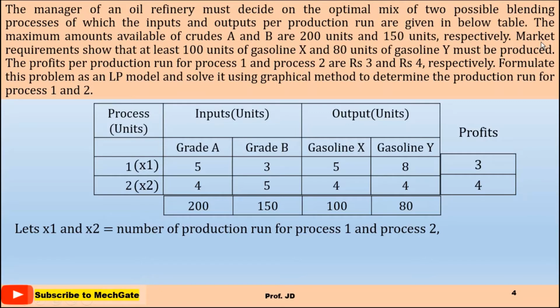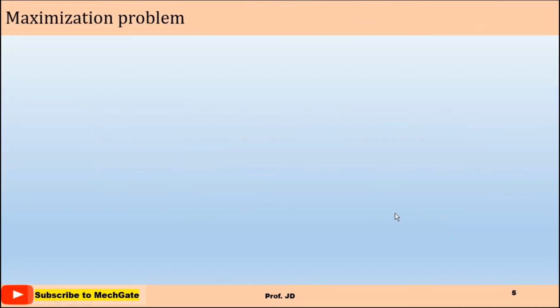Second output constraint is that at least 100 units of gasoline X and 80 units of gasoline Y must be produced, at least. So minimum 100 units and 80 units must be produced. You may produce more than 100 and more than 80, right? So this is the greater than or equal to type constraint. So this is nothing but 5x1 plus 4x2 greater than or equal to 100, 8x1 plus 4x2 greater than or equal to 80. So these four are our constraints.